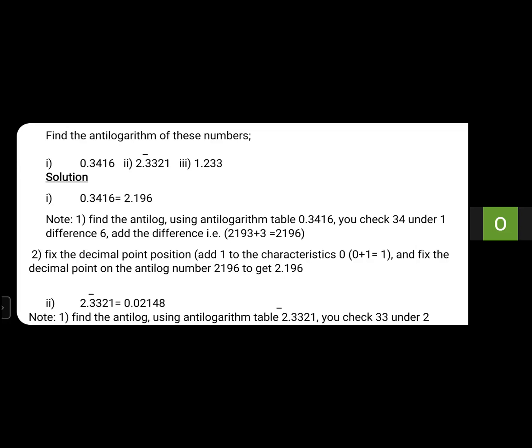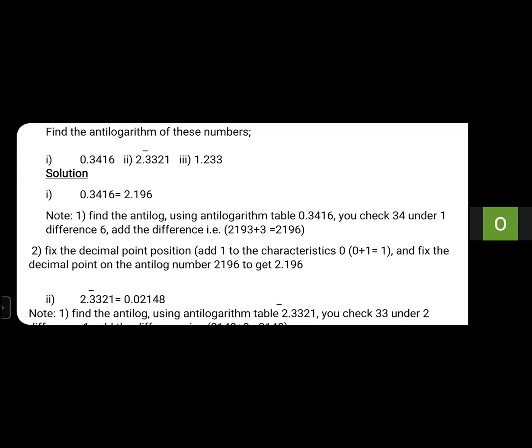So what if we have 2 as your characteristic, or after adding 1, you have 2? Yes, ma'am. If after adding 1, you have 2, your decimal point comes after the 2nd digit. In this case, let's assume after adding 1, we have 2. Then our answer will be 21.96, the decimal point coming after the 2nd digit, which is 21. But in this case, because after adding 1, 0 plus 1 is 1, the decimal point comes after 2 because 2 is the 1st digit. So we have 2.196. Do you understand? Yes, ma'am.